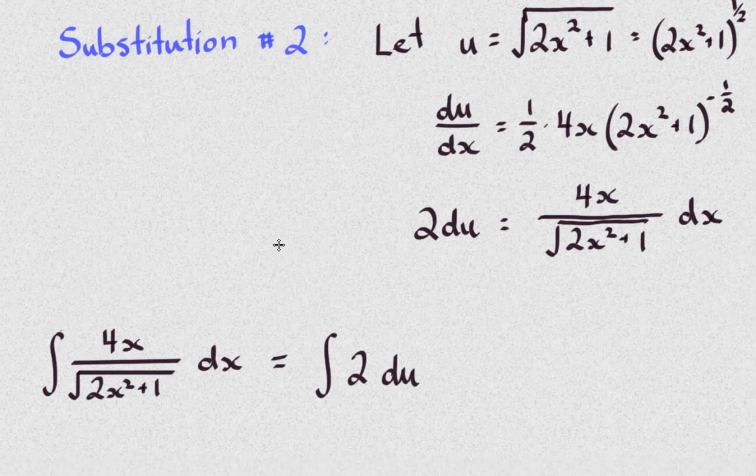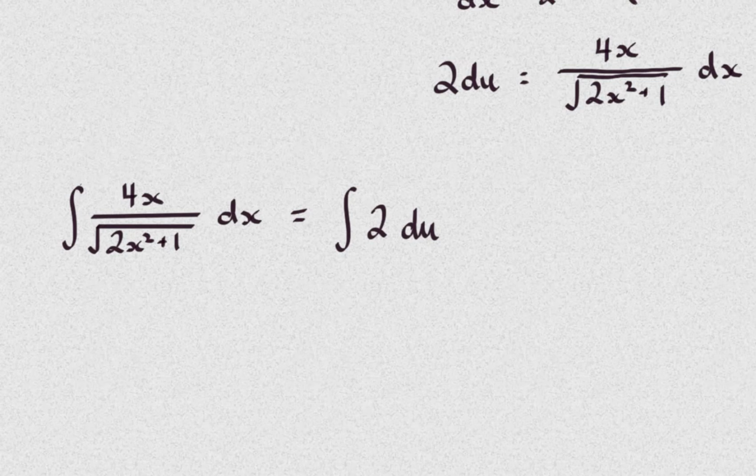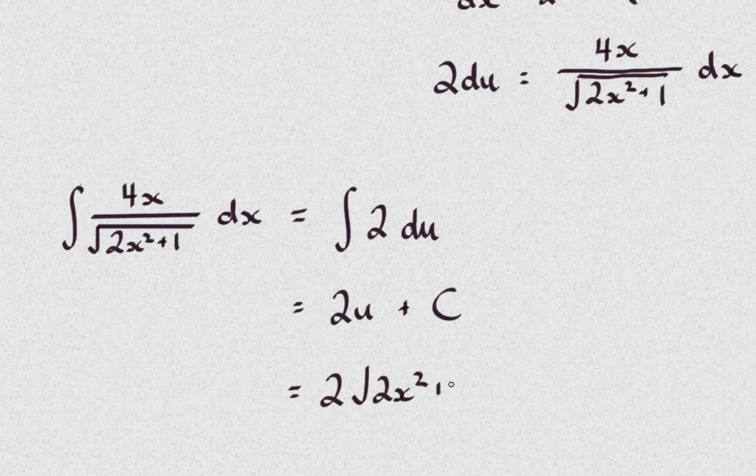And so what does that become? Well, the integral of 2 is simply 2u. We have our constant on the end, but replacing u with the square root of 2x squared plus 1 gives us the answer that we got before. So either substitution is fine, substitution number 1 or substitution number 2, and both have their positives and negatives. All right, that's our first example done. Let's do another example.